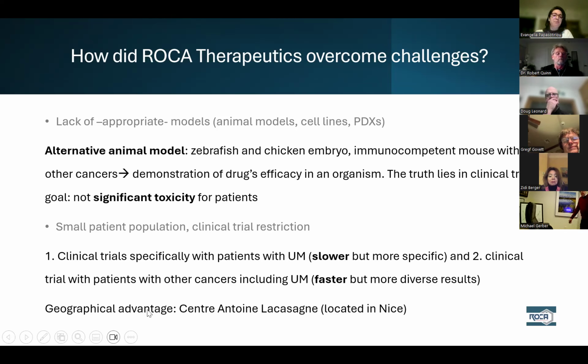And lastly, they have a geographical advantage, and someone has to work with what they have. So in France, there are two centers, two institutes that treat patients with uveal melanoma. I think one is here in Paris, and the other one is located in Nice. It's the Saint-Antoine-la-Cassagne. So they could have straightforward collaborations with them about the patient population and the clinical trial part.